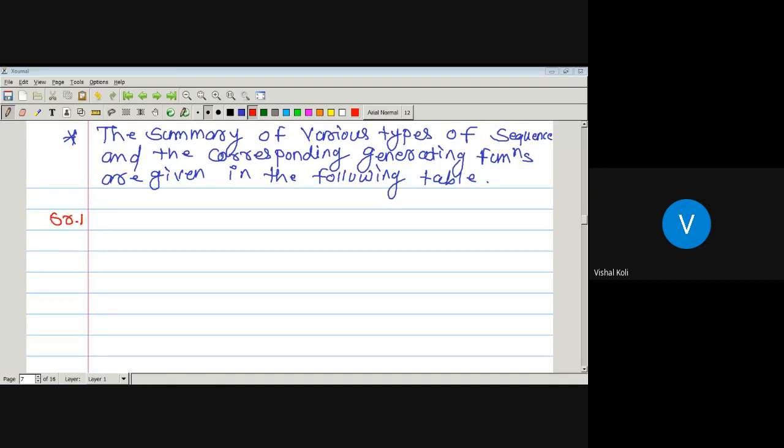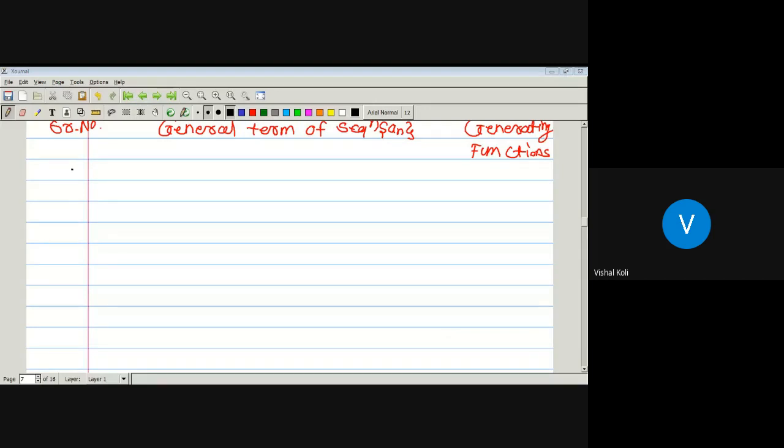This will be the serial number, the general term of the sequence a_n, and the corresponding generating functions. Let us take the first one as serial number 1. Generally we can take n or k. As previously we have used k, let us take k here.